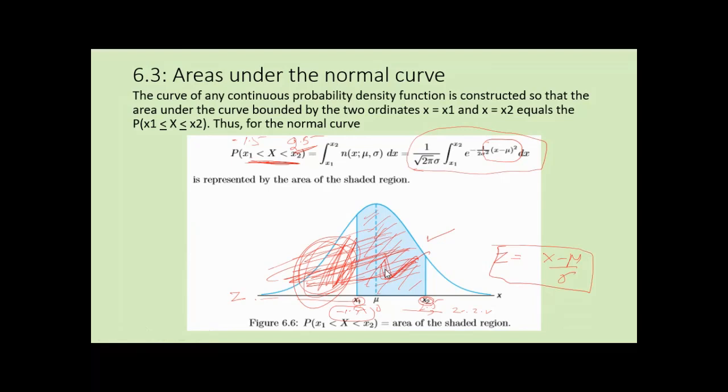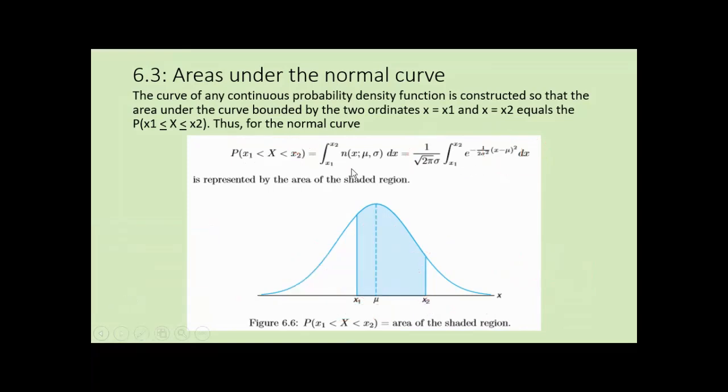So, area of the shaded region. We are integrating actually the probability density function from x1 to x2. You understand it? But it can be done without integration by using a normal table. You are allowed to use the table in all exams.